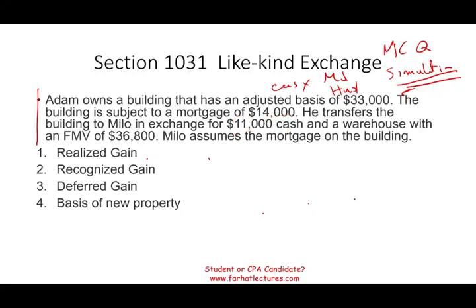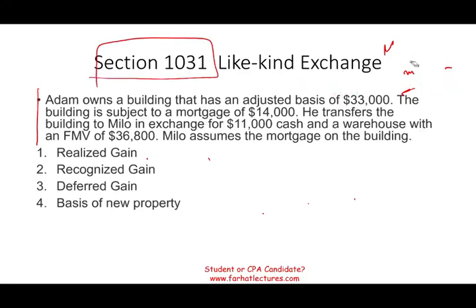So the point I'm trying to make is this. Whether this is a multiple choice or a CPA simulation, the key is to understand how Section 1031 like-kind exchanges work. Let's go ahead and take a look at this problem. So we have Adam, who owns a building that has an adjusted basis of $33,000. The building is subject to a mortgage of $14,000.